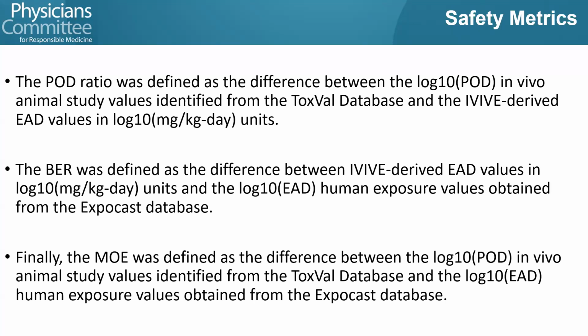Similarly, a negative BER indicates that the EAD ExpoCast is higher than the EAD IVIVE. That means there was an overlap between the predicted doses where cardiovascular relevant activity is observed and where humans may be exposed. And finally, a negative MOE indicates that the EAD ExpoCast is higher than the POD in vivo.